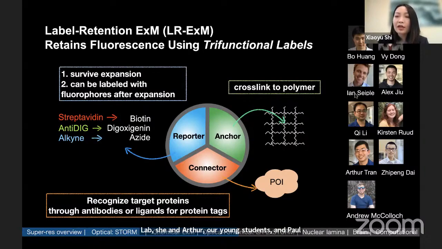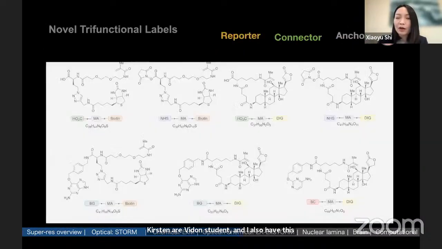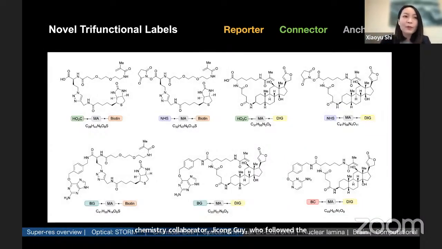And Ian is a chemistry professor at UCSF back to that time. And then I moved over, and Andrew McCulloch, my first postdoc, carried on this project. And we found new chemist collaborators at UCI from the Vidal Lab, and Alex and Kirsten are Vidal students. And I also have this chemist collaborator, Zhipeng Dai, who followed the whole protocol from the very beginning to now.